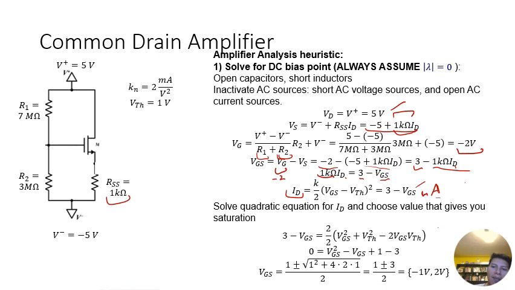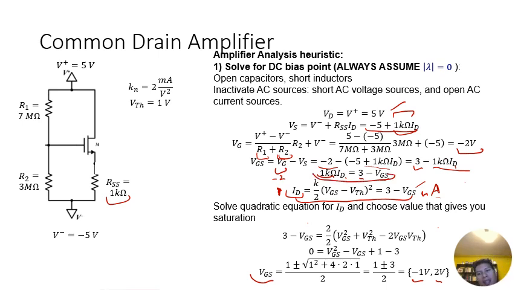Okay, so now that I have this equation, I just solved the quadratic equation, and that's going to give me that VGS has to be either -1 or 2. And VGS has to be positive because we assume saturation to get this equation. And if VGS is negative, we would be in cutoff. So once we know VGS, we can back substitute that into this equation to get ID.